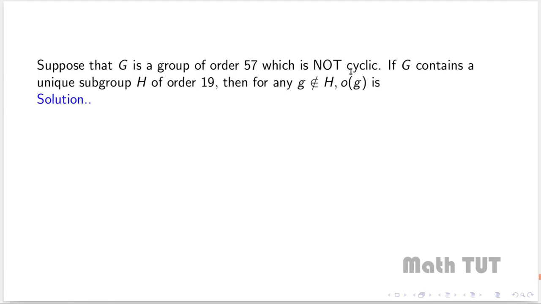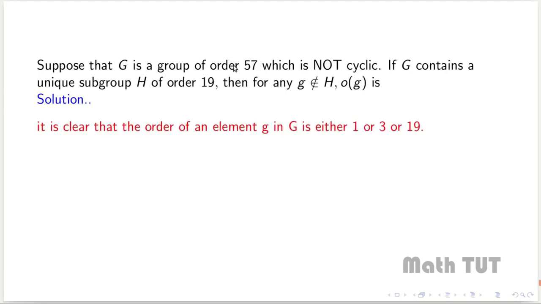That means there is no element of order 57 in that particular group, because if it is cyclic, obviously you are going to have one element of order 57. So since the group is not cyclic, none of the elements in that group has order 57. That is the first implication you must derive. So the orders of the other elements are possibly 1, 3 and 19, because the order of an element in a group divides the order of the group. And 19 times 3 times 1 is 57, you know that.